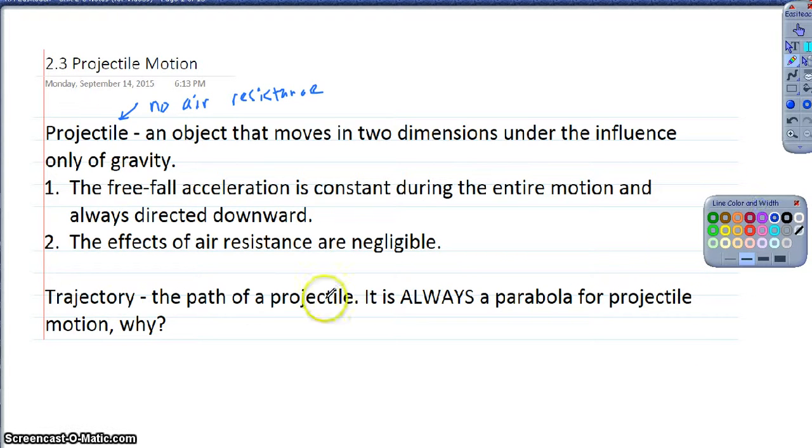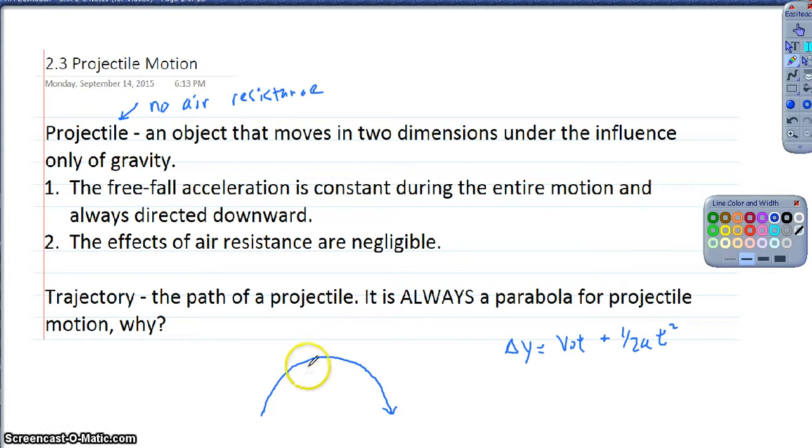Then down here I say the trajectory, the path of the projectile, is always a parabola for projectile motion. Why? Why is this motion always going to be a nice parabola? First of all, if I think about the vertical displacement, it makes sense that it follows a parabolic motion, because vertically we're using the equation v sub 0 t plus 1/2 a t squared, which is a quadratic function. Because of that, its vertical position is going to mirror that of a parabola.